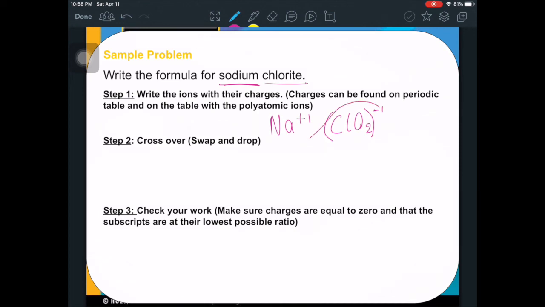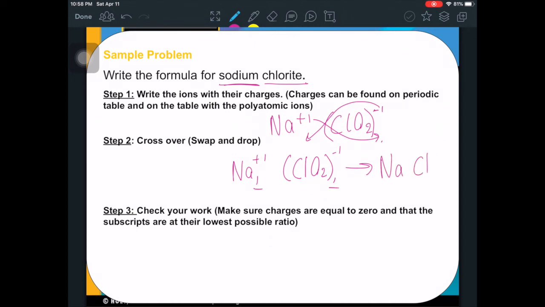So now let's go ahead and do our swap and drop. So this one goes here and this one goes here. So I have sodium plus 1 and only one of them. And then chlorite, ClO2, 1 with a charge of -1. Now I can see that this is already perfectly balanced. I can't really make these 2 number 1s turn into anything less than they are. So my overall substance is going to be like this.